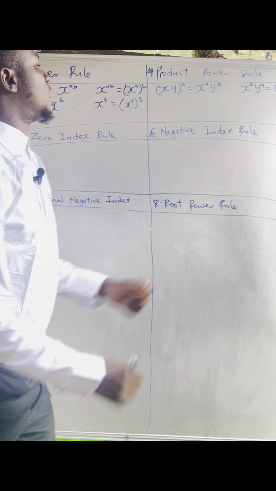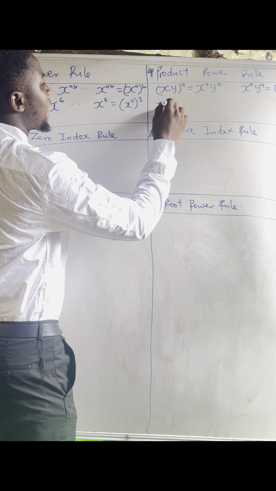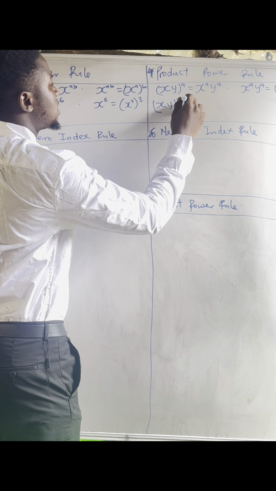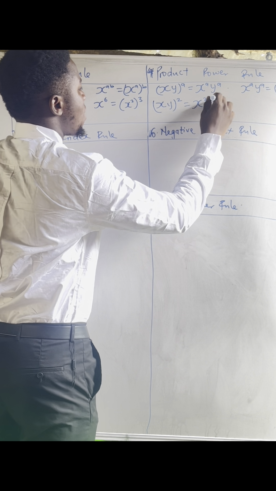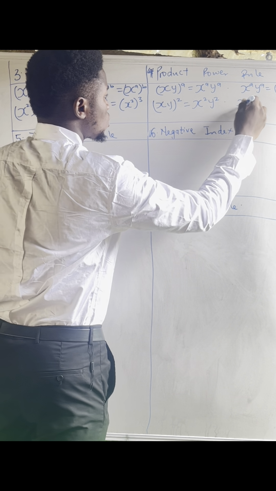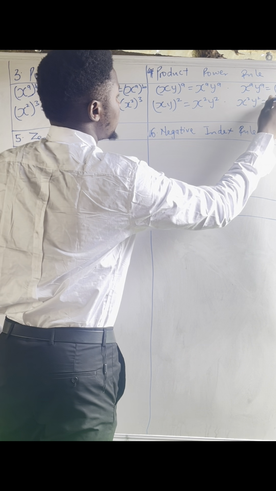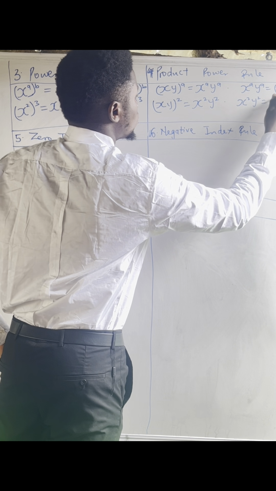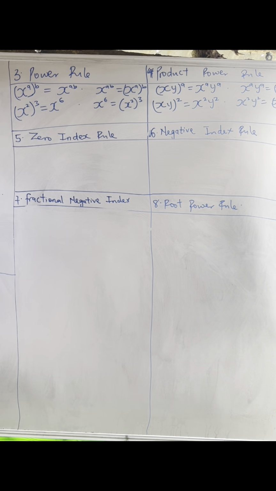So you can write it as this. For example, let's say we have (xy) all raised to power 2. This equals x squared y squared. Also, x squared y squared can be written as (xy) all raised to power 2. So this is what the product power law is talking about, guys.